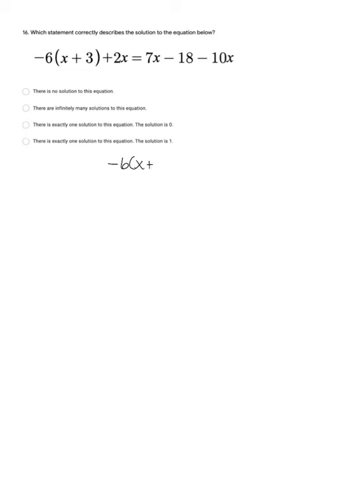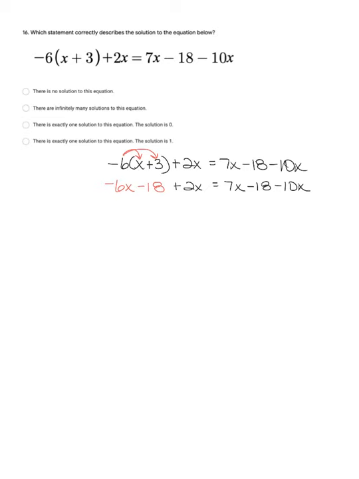-6 times x plus 3 plus 2x equals 7x minus 18 minus 10x. Now, we see that we have parentheses on the left side of the equation, so we have to go ahead and distribute the -6. That's going to leave us with -6x minus 18, because -6 times +3 is -18. Then we still have plus 2x equals 7x minus 18 minus 10x.